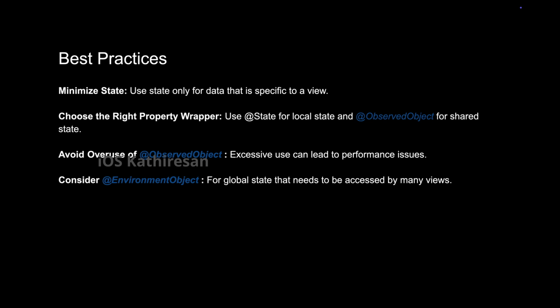We have to choose which one is correct, which one is suitable, and also which one is easy to use within our project. Also, if we use more observed objects, that will cause a performance issue. So consider environment objects, that's a global state that can be easily accessed from many views. So here's a demo.